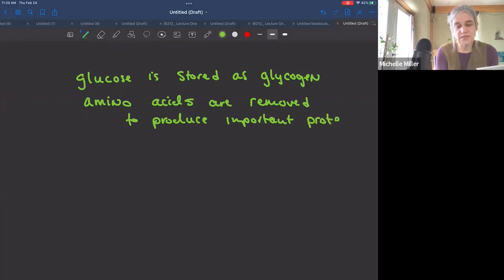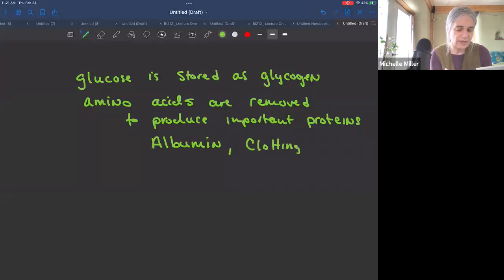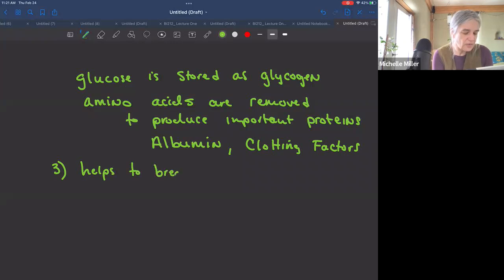And some of these proteins are found in our blood. So for example, albumin is found in our blood, and clotting factors are also found in our blood. The third thing, besides removing nutrients, is that the blood is filtered of toxins. So it helps to break down toxins.